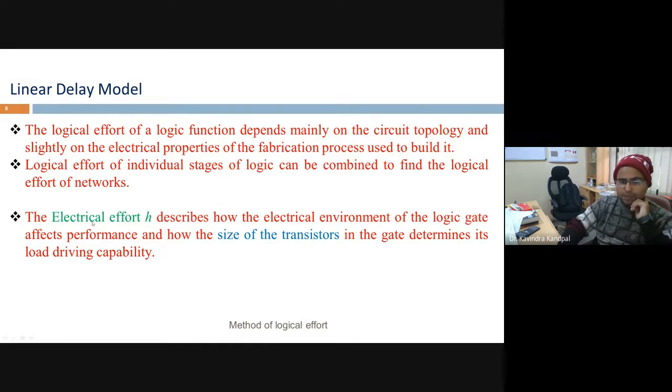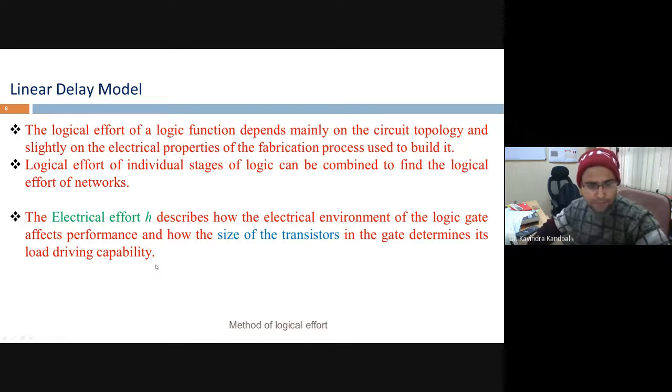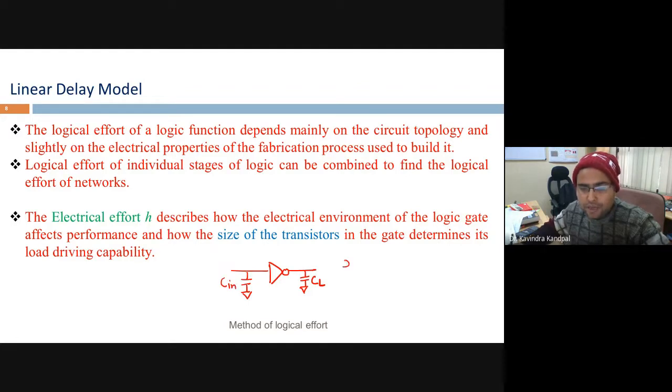But come to this particular parameter, the electrical effort H. Electrical effort H is important. It describes how the electrical environment of the logic gate affects its performance and how the size of the transistor in the gate determines its load driving capability. So what does it mean? The simplest formula for electrical effort is, if this is the load capacitance CL and this is the input capacitance Cin, then electrical effort H is CL divided by Cin.